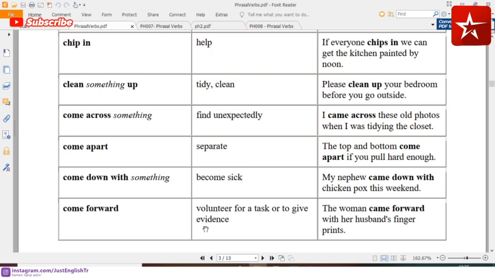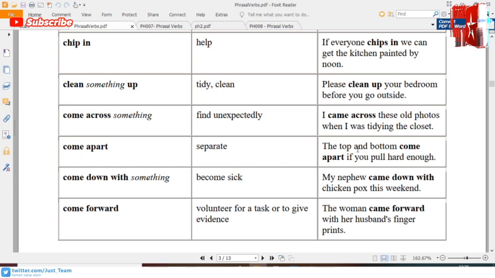Clean something up. It means tidy, clean. Please clean up your bedroom before you go outside. Yes, clean up, it means tidy, clean. And come across something. It means find unexpectedly. I came across these old photos when I was tidying the closet. Yes, come across, it means unexpectedly. And come apart, it means separate, like the top and the bottom come apart if you pull hard enough.